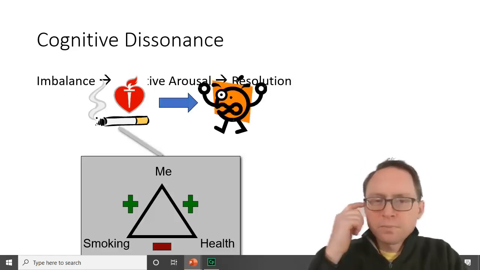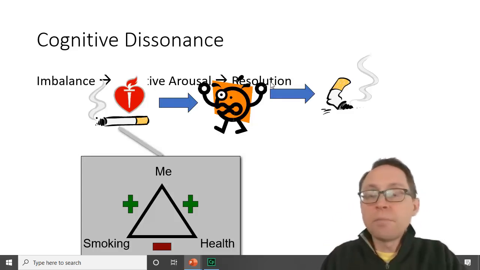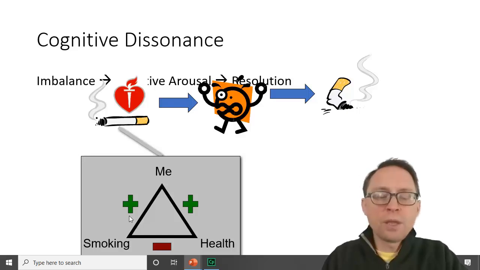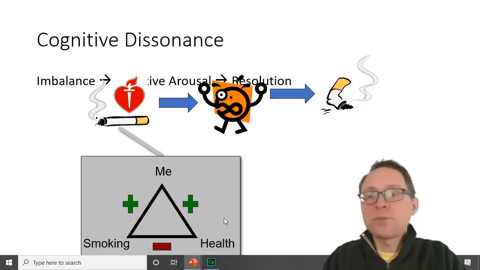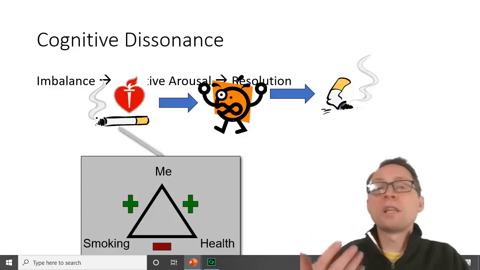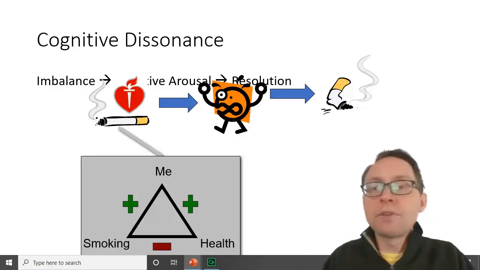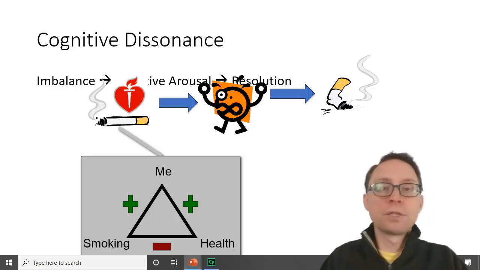Okay, so there's the arousal, and then the resolution can be several different resolutions. So for example, if I stop smoking, and then we change this to a negative, then that would be balanced. I hate smoking, smoking hates health, I love health, that is balanced, right? But there's other ways that we more subtly do this. It doesn't have to be directly quitting smoking.